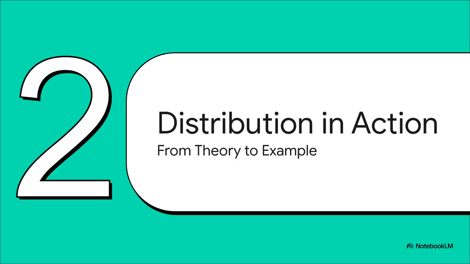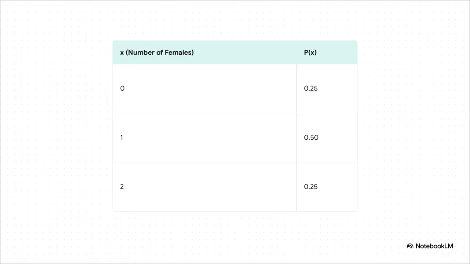All right, that's enough theory for now, don't you think? Let's get our hands dirty and see how this stuff actually works. We're going to take these ideas and apply them to a really simple real-world example. Let's look at the number of females in 2 births. So our random variable X can be 0, 1, or 2.